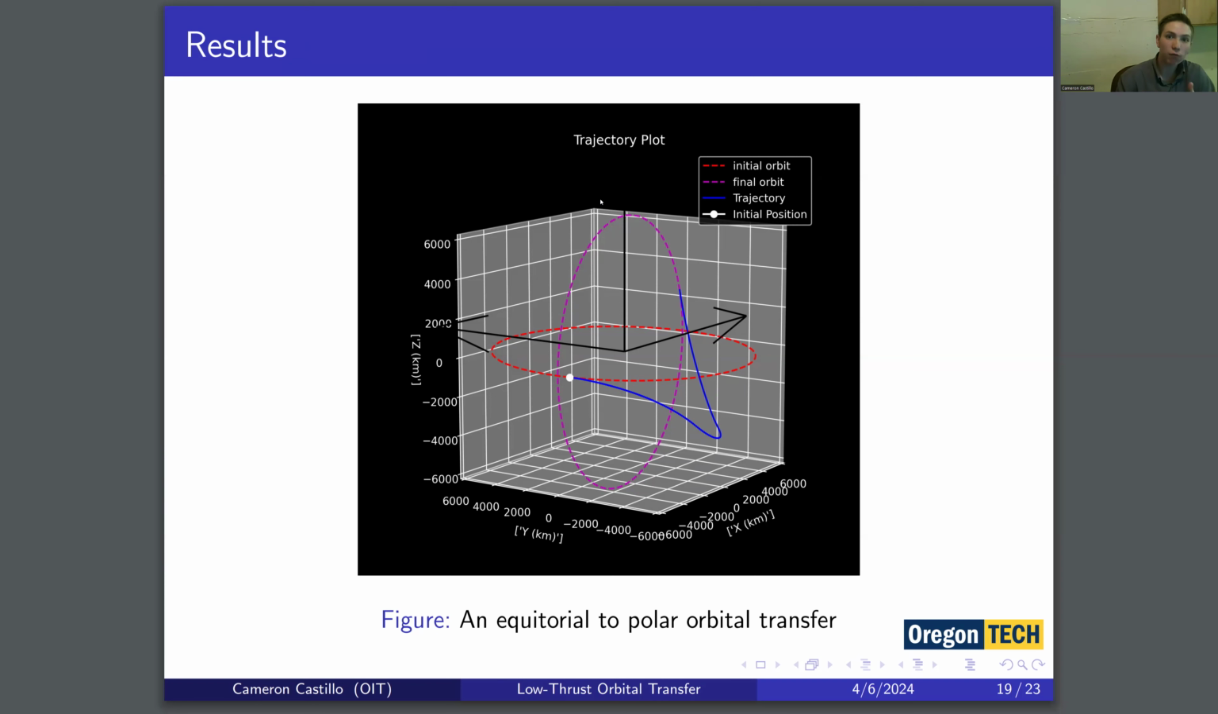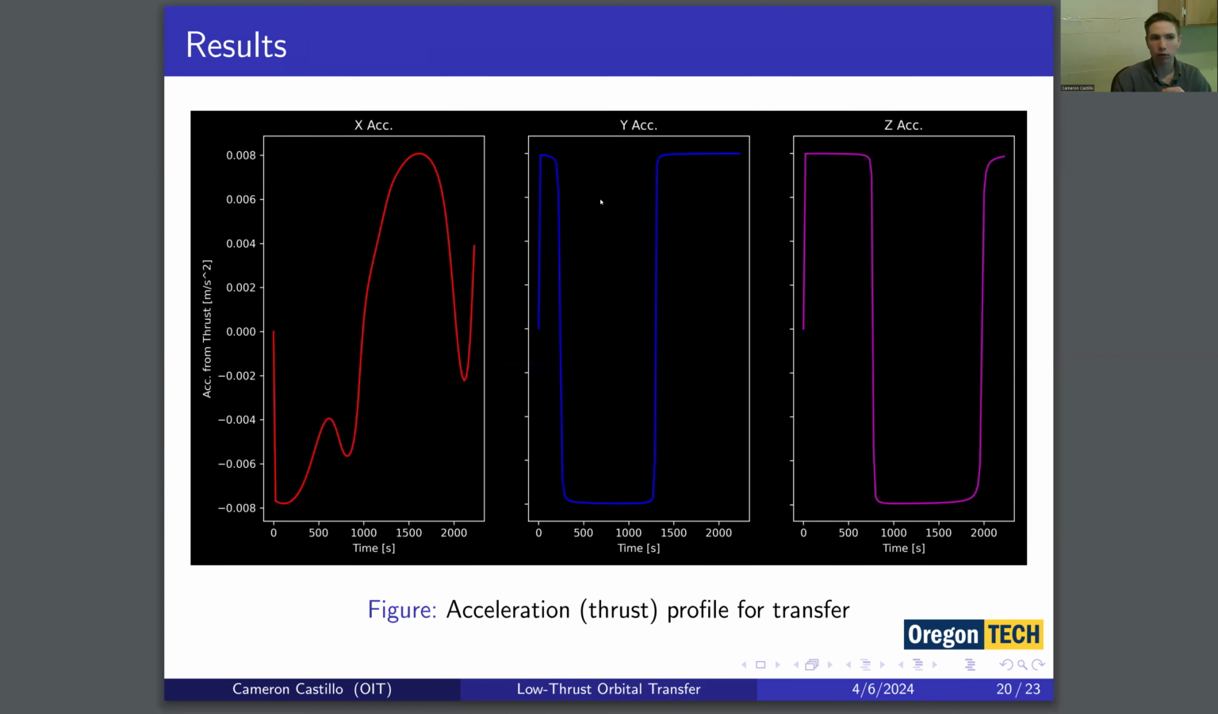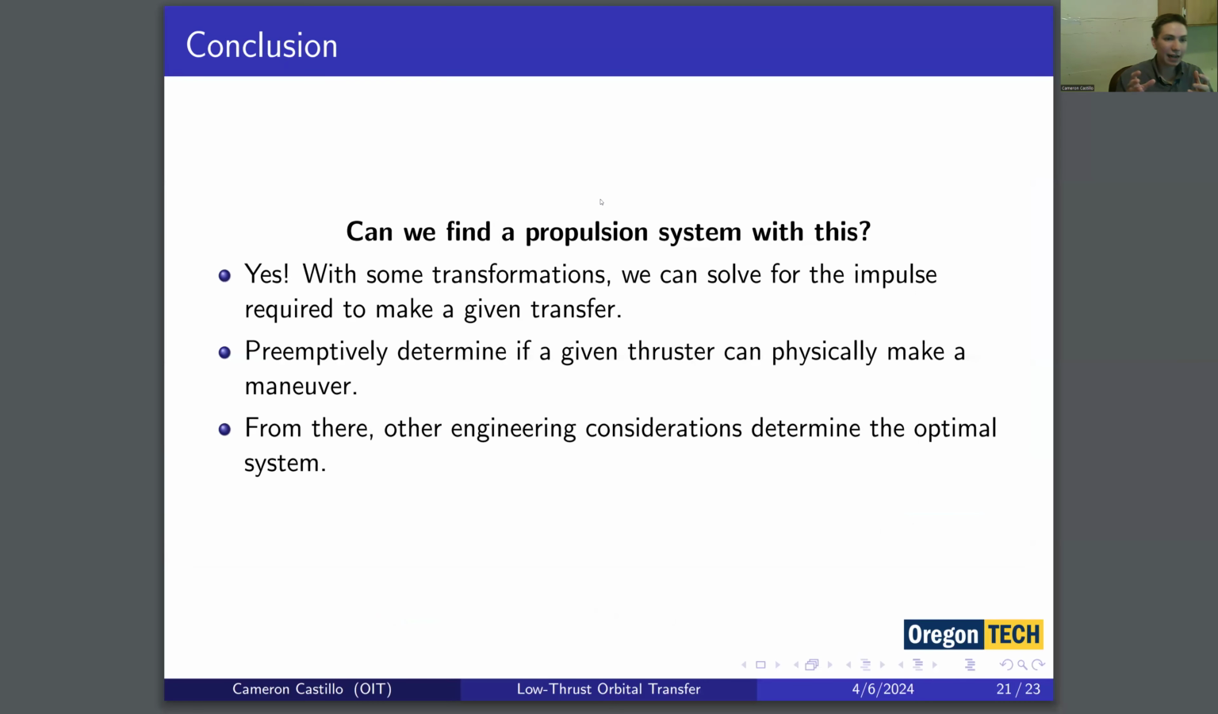And then we also get a thrust profile, which is the more important part of our thing, right? Because we don't actually care what the trajectory is. We just care about how to make that trajectory with the satellite. So you can see here's our acceleration due to thrust to make this transfer, right? And so we have to ask the question, did we actually do what we set out to do? And so, yes, with some transformations, you could take those accelerations that we had solved for and turn them back into a thrust profile that you could eventually feed to your controller on your CubeSat.